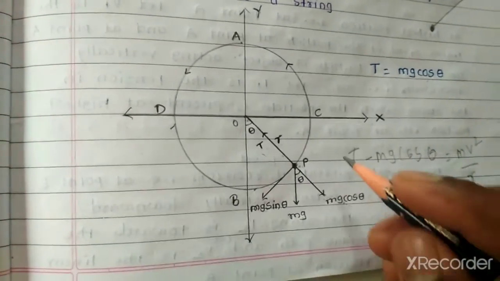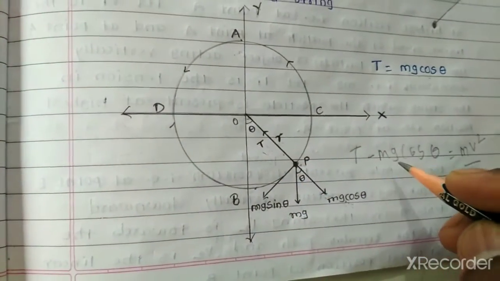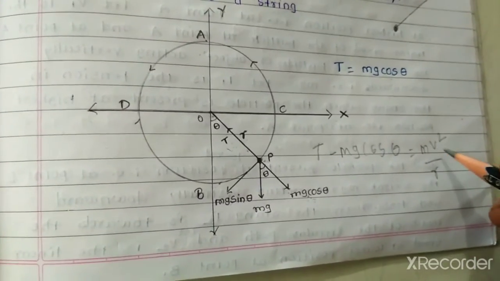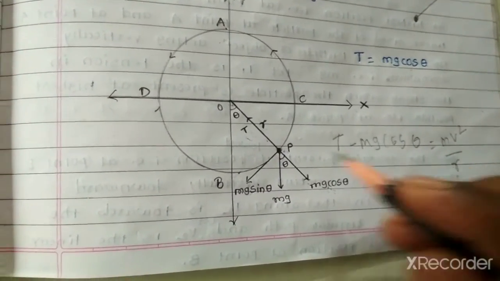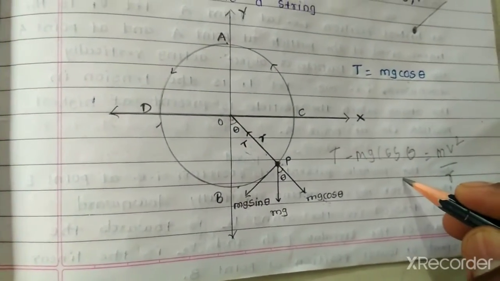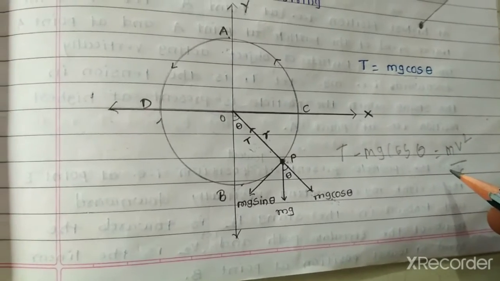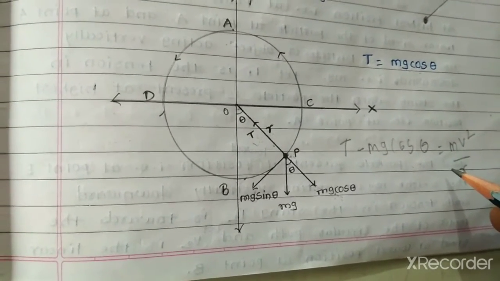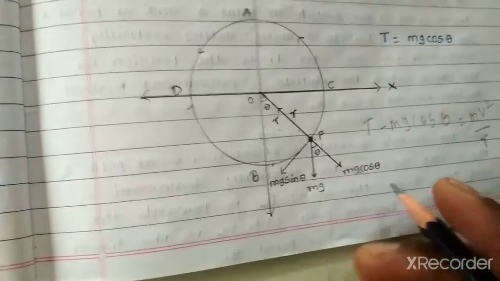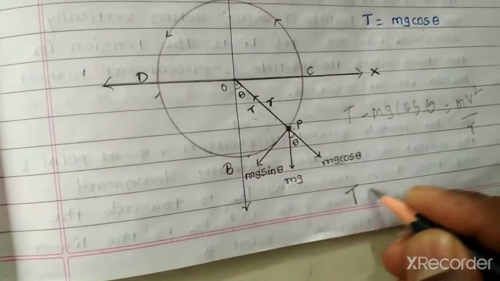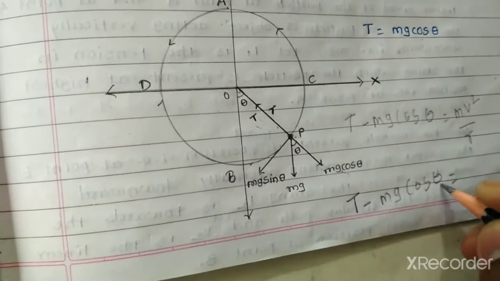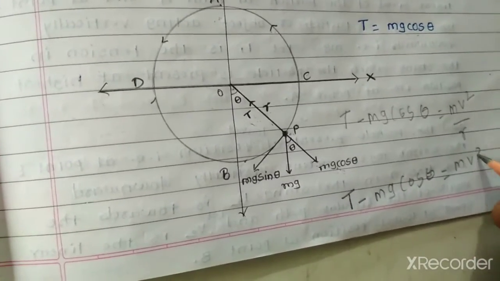So here T is the tension on the string, mg is the weight of the object, v is the linear speed of the object, and r is the radius of the circular path. And this equation gives us the resultant force acting on this particle in vertical circular motion at any position. So which equation? T minus mg cos theta is equal to mv square upon r.